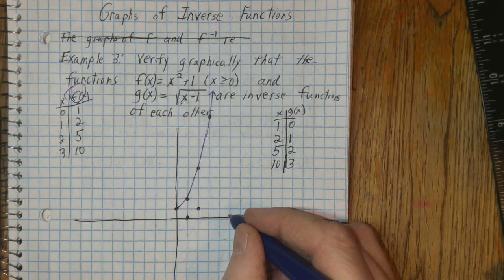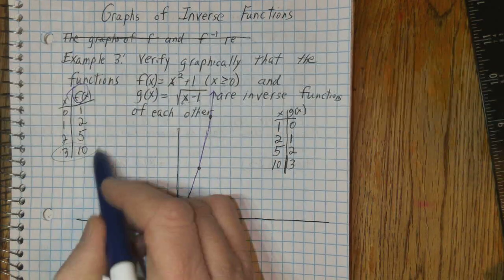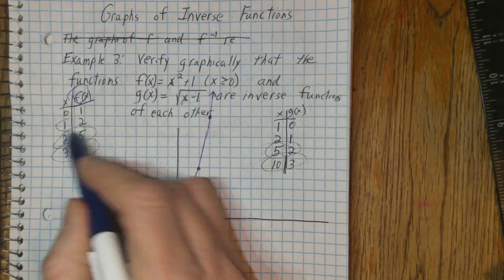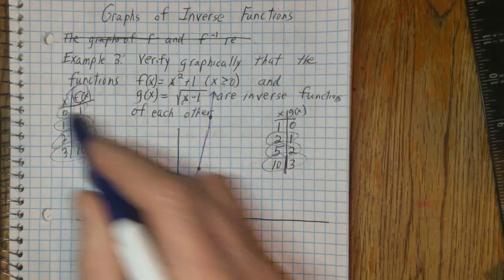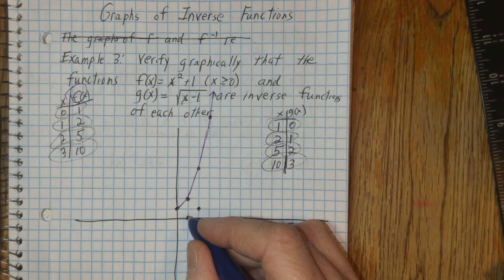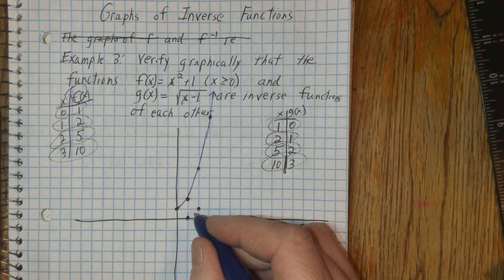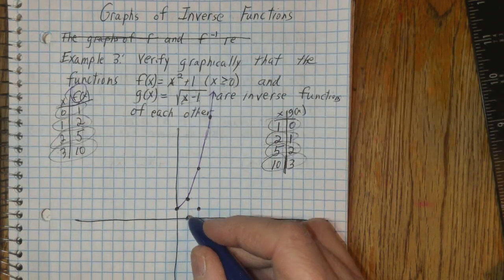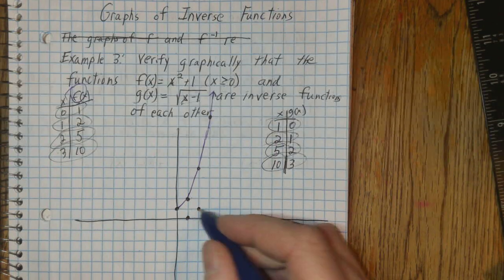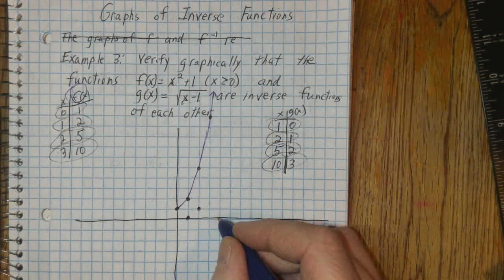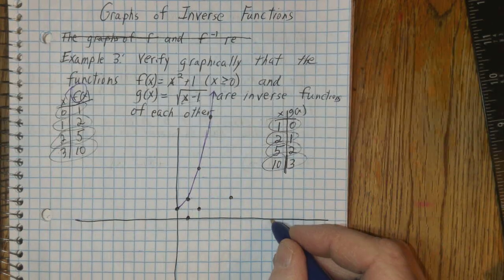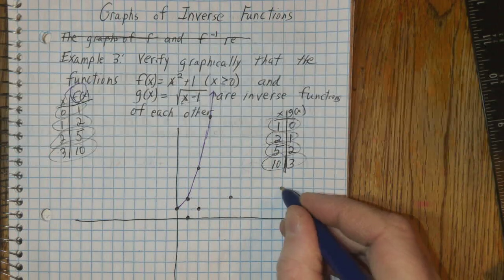5, 2. Notice 3, 10, 10, 3, 2, 5, 5, 2. This is showing that those are inverses of each other, because it's just flipping the x and y coordinates around. And it's going to also show that it is symmetric over y equals x. So what do I got? I got 1, 0, 2, 1, 3, 4, 5, 2, 6, 7, 8, 9, 10, 3.